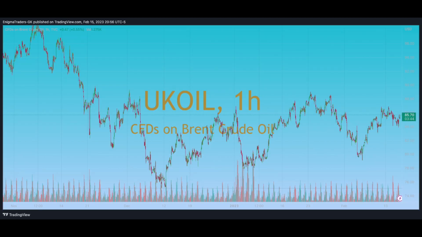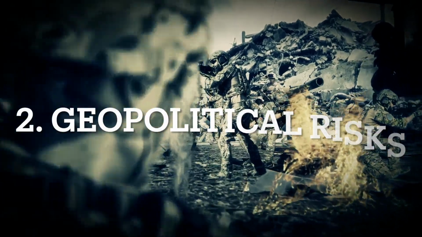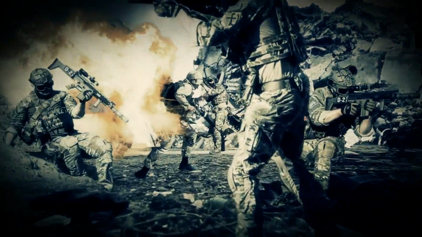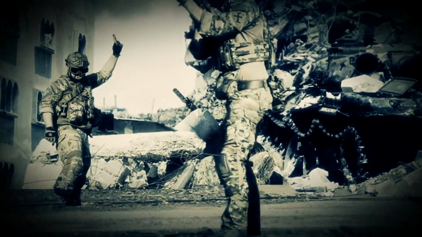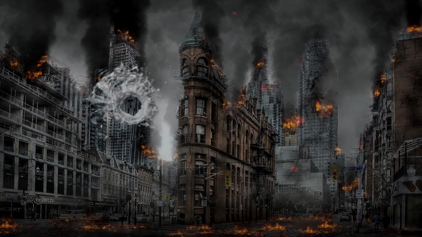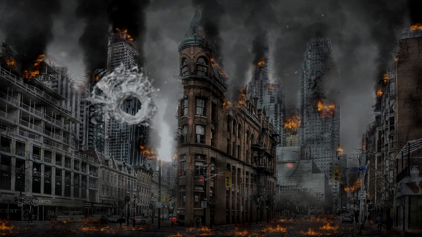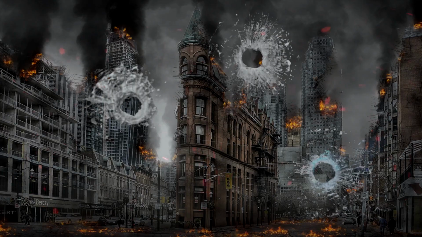Another major factor that affects crude oil prices is geopolitical risks. Conflicts, tensions, and disruptions in oil producing countries can have a significant impact on the supply of crude oil, leading to higher prices. For instance, recent tensions in Russia and Ukraine have raised fears of oil supply disruptions and led to an increase in crude oil prices.